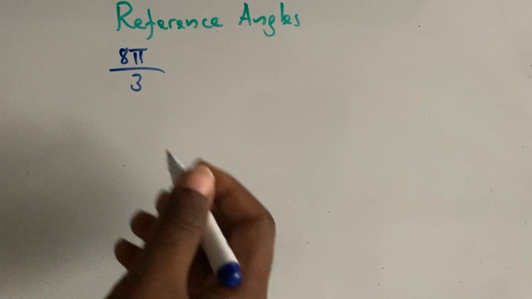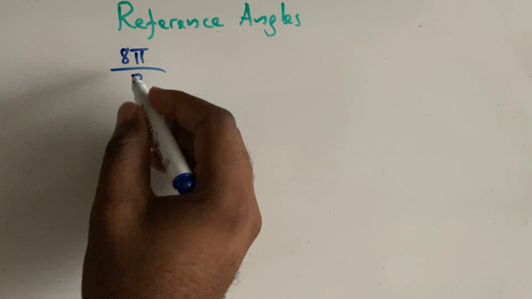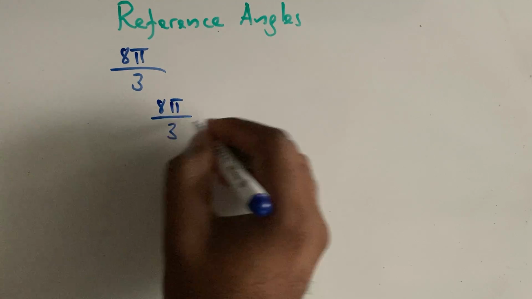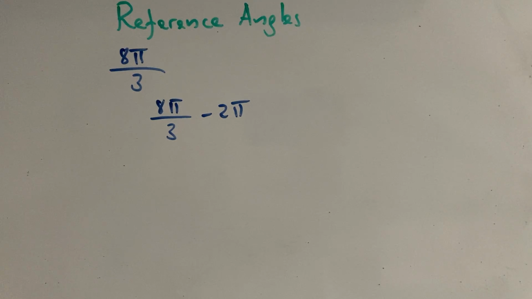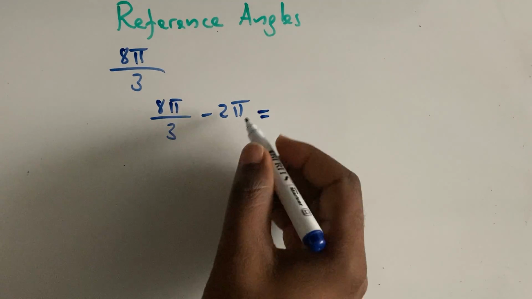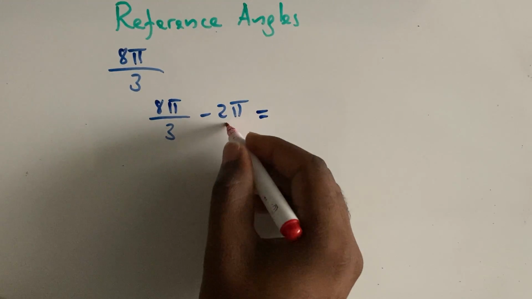Just like I subtracted 360 from 580. Because this is in radians, I'll do 8 pi over 3 minus 2 pi, just to have a better idea of the angle I have. Now, once you do that, you'll have what? LCD here is 3. So I'm going to try to get 3 right here.